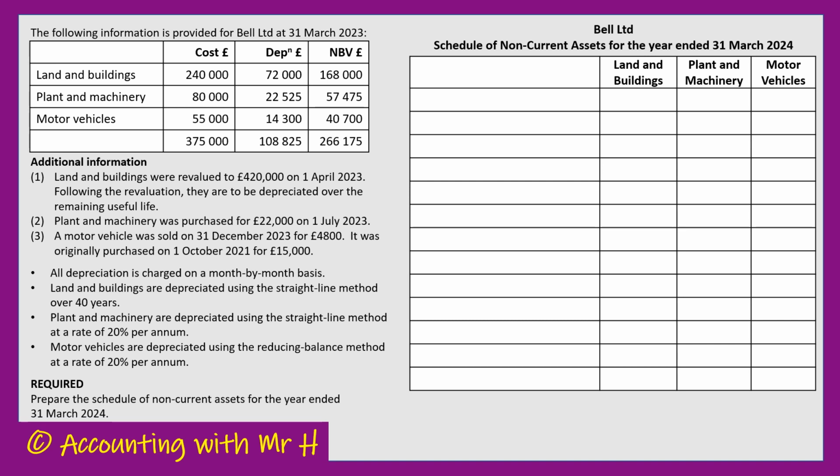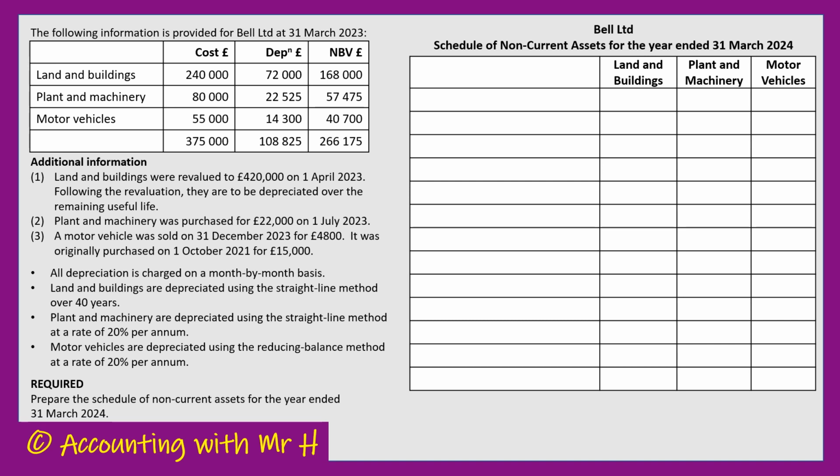All depreciation is charged on a month-by-month basis, and I can see there whether we use straight line or reducing balance for each of the types of non-current asset. And I'm being asked to prepare the schedule of non-current assets for the year ended 31st of March 2024.